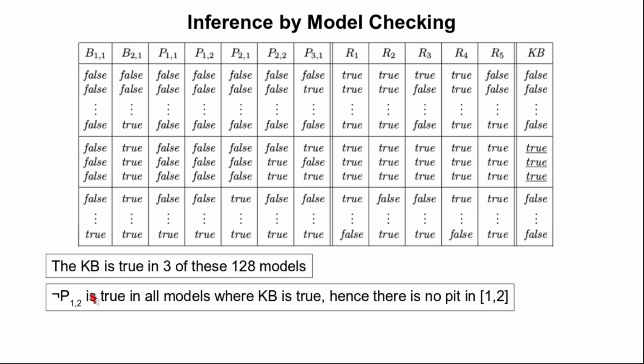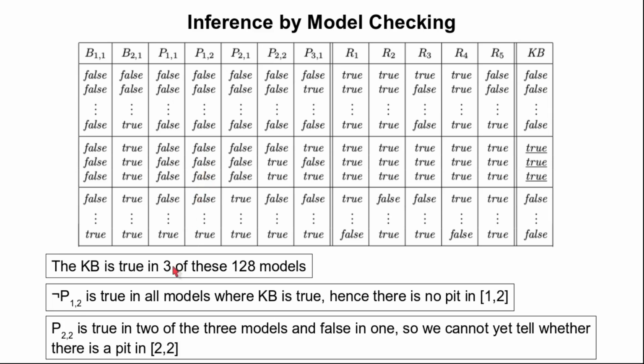I would also like to mention that not of P12 may be true in some other models where the knowledge base is false. That does not affect the entailment. So not of P12 may be true in some other models where the knowledge base is false. The only requirement is that for all the models where the knowledge base is true, your alpha also has to be true. The sentence that we are trying to infer also has to be true.